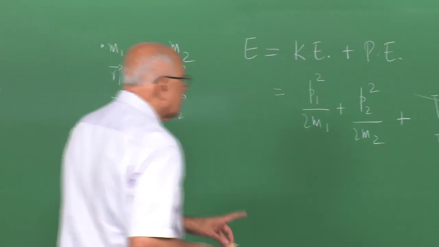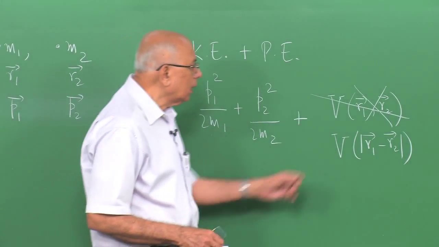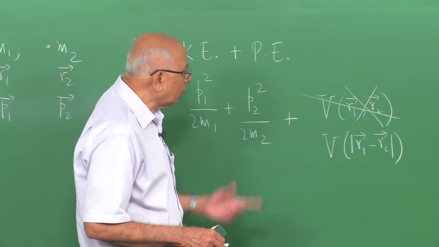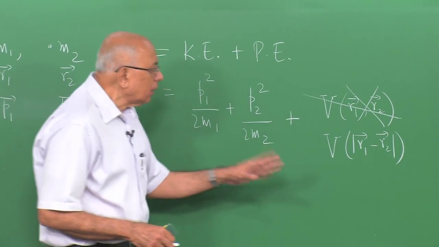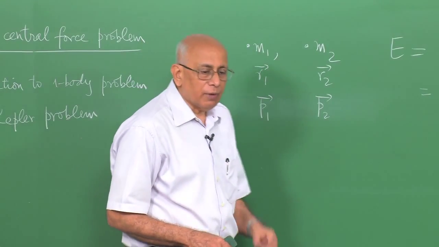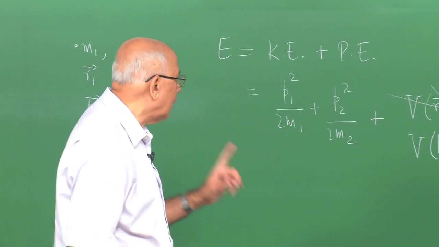So, not only are we saying that the absolute origin of space coordinates does not matter, it is only the difference between the two vectors r1 and r2 that matters. We are going further and saying that the energy of interaction, the potential energy of these two particles, is a function only of the distance between the two particles and nothing else.